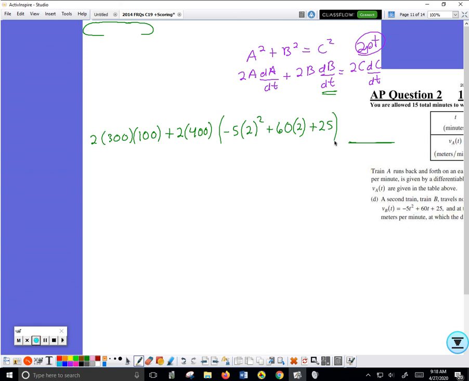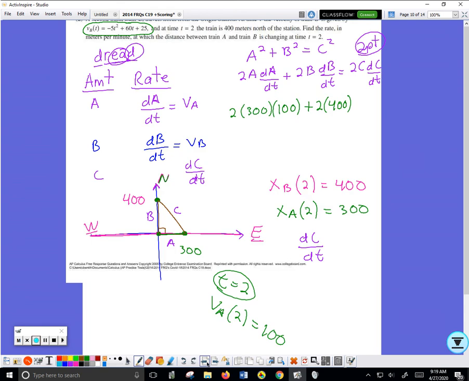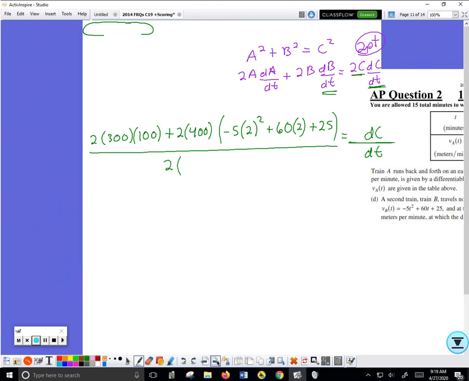I was trying to solve for dC/dt. So if I divide everything by 2c, this will all equal dC/dt. Convenient line right there for me. So 2 times c. It's a Pythagorean triple, 300, 400, 500. So put a 500 right there. I've got that it all equals dC/dt.